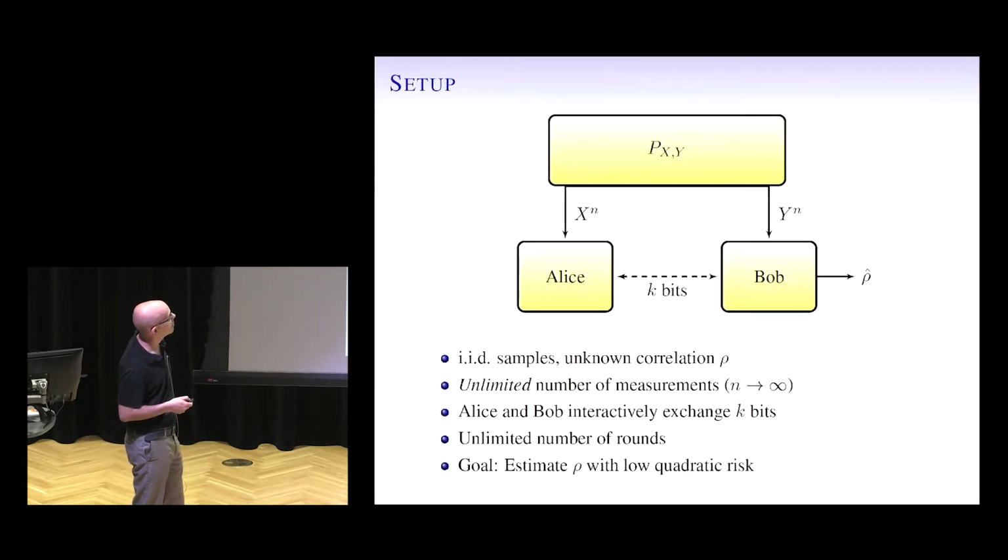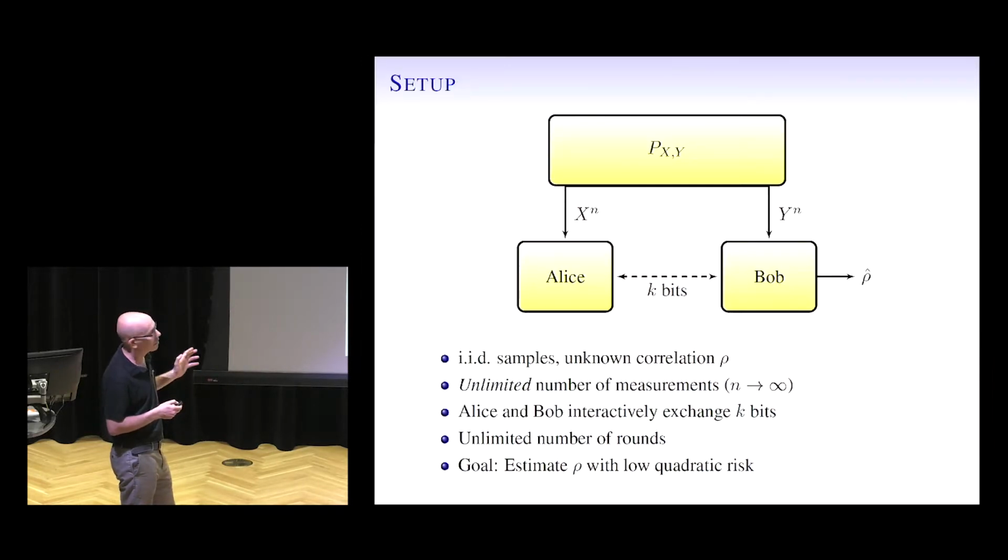So what is the setup we're considering? This is a high-level description of the setup. I'm going to make it a little bit more precise in a minute. There is some joint distribution, PXY, which is unknown. And Alice and Bob, two remotely located agents, are observing IID samples from this distribution. Alice is observing the X component, and Bob observes the Y component. And they'd like to get an estimate specifically of the correlation between X and Y. We could talk about other measures, but here we're going to focus on correlation.